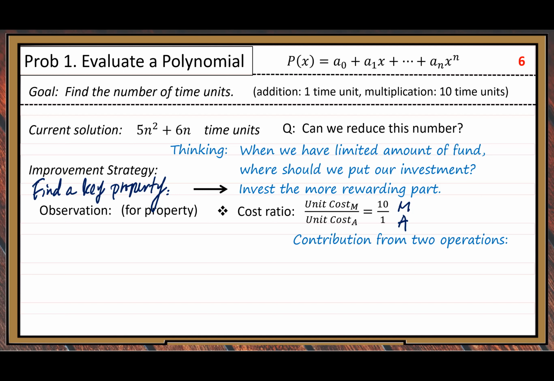So let me show you our original formula, this expression, and let's look at the contribution of the two operations. The first term is the addition contribution. The second term is the multiplication contribution. Here, when we make our decision, we have two options. First, try to reduce the number of additions. The second, try to reduce the number of multiplications. Which one is better? Which one is more rewarding?